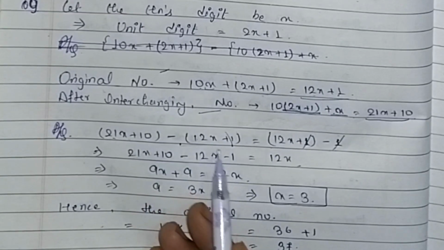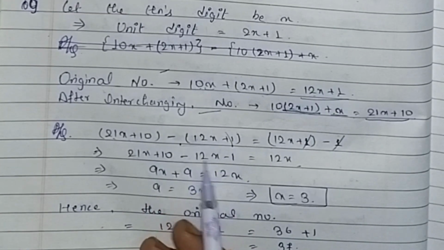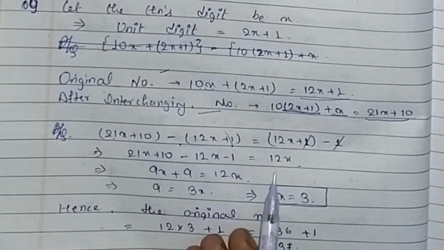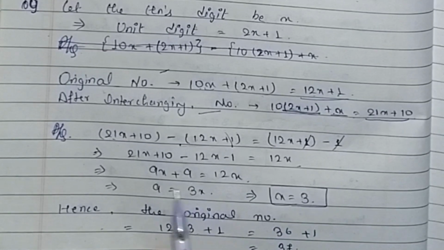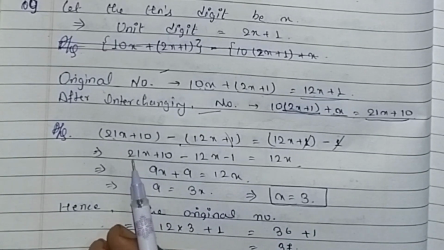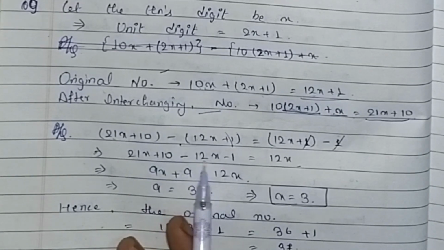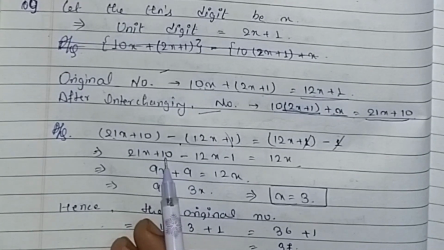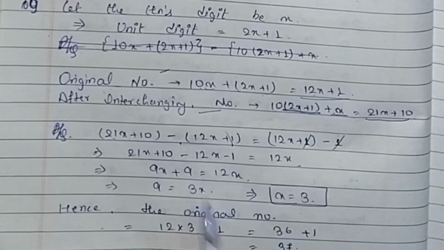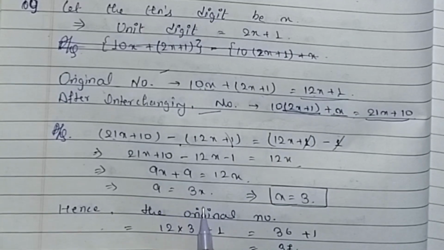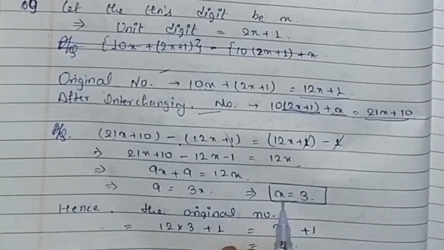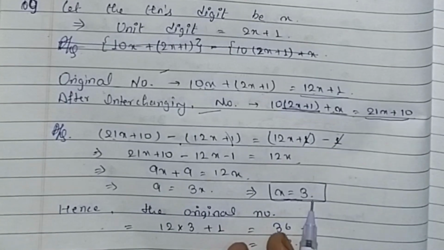So our positive 12x and positive 1 will become negative 12x and negative 1. Here we will get the answer 12 because 1 we have cancelled out. Further we have solved, we will get 21x minus 12x, which gives 9x. 10 minus 1 is 9, equals 12x. Further we have solved for x, we will get 9 equals 3x, which will finally give the value of x equals 3.